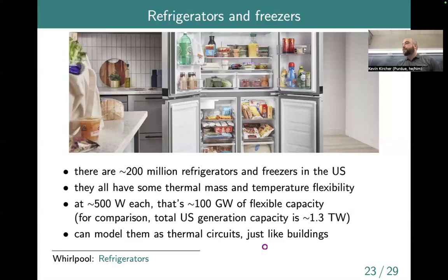Yes. Isn't this one inherently different from the buildings though, because we care about what the temperature of the thermal mass is? You can't just pre-cool and freeze the food. Yeah, it's a good point.